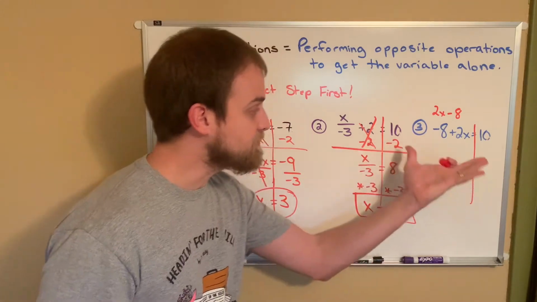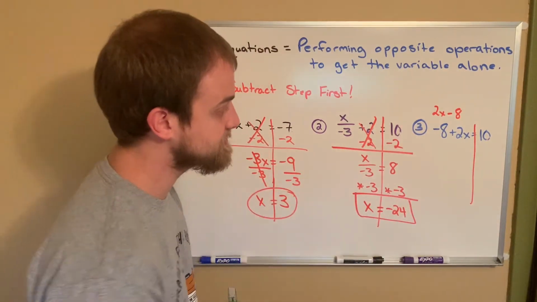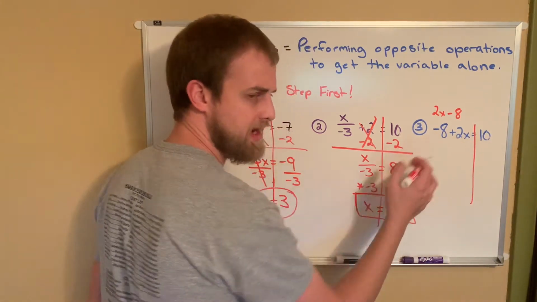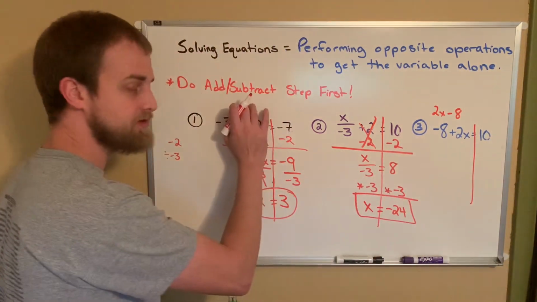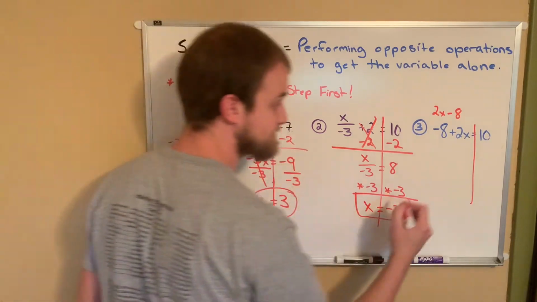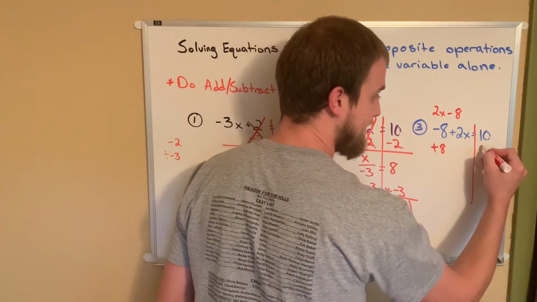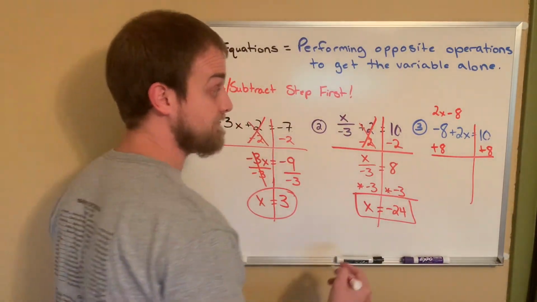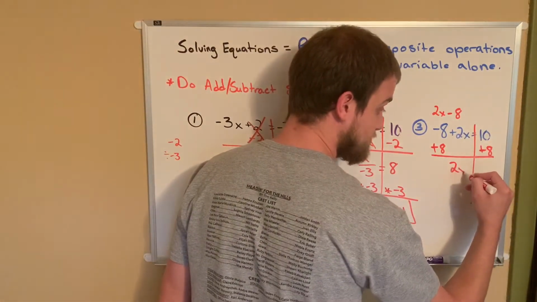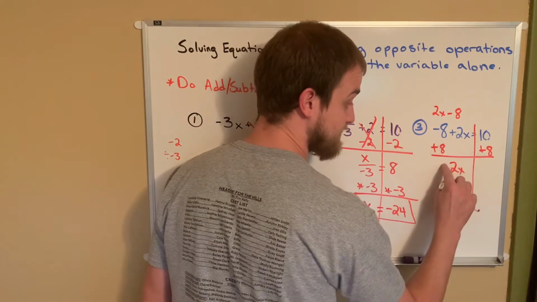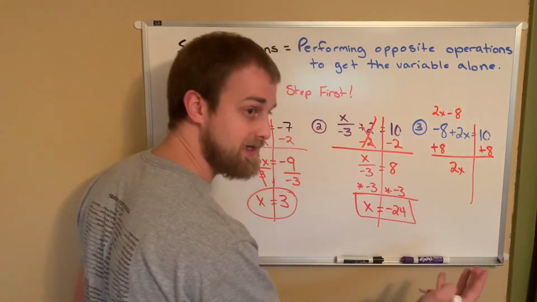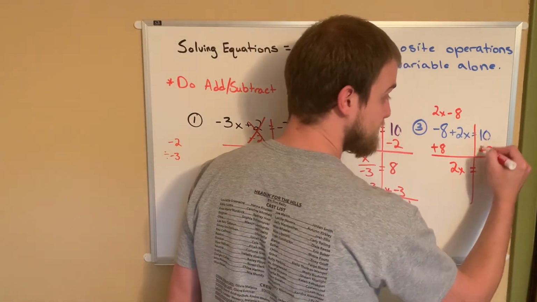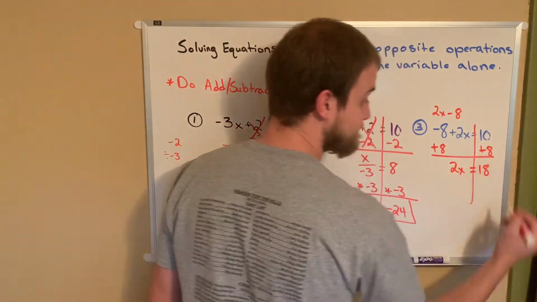Notice that I always like to work away from the variable first, right? So again, my choices here are divide by 2 or add 8. Well, again, we want to try and do our add-subtract step first. So let's add 8 to both sides. And what are we left with? We're left with +2x. I know it's positive because the plus sign follows it here, but we don't need to write it because when we don't have a sign, that means it's positive. Equals 10 plus 8 is 18.